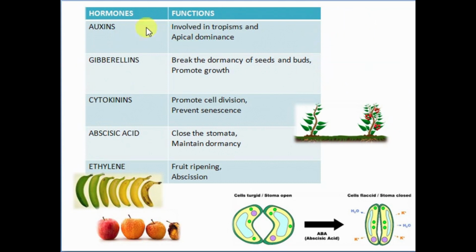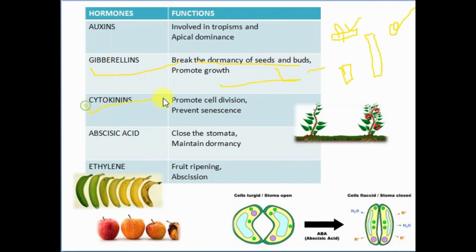Next we have gibberellins. Gibberellins break the dormancy of seeds and buds, and they promote growth. If a plant is small, it means that plant has low gibberellins. If a plant is very tall, that means it has a high amount of gibberellins. It stops dormancy, the resting phase, so it stops resting, and it will order seeds to germinate or buds to open. So this is the function of gibberellins.